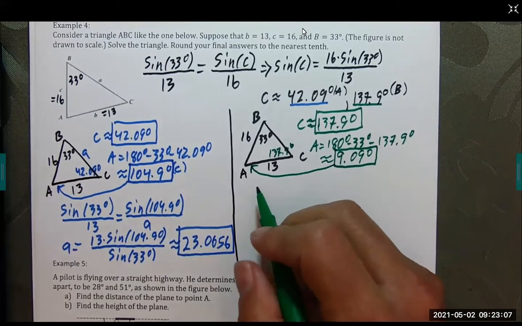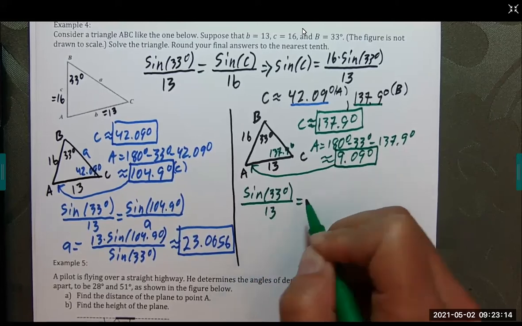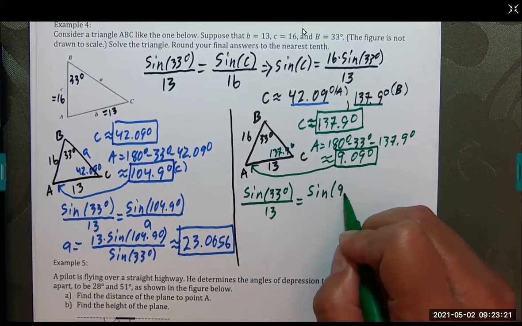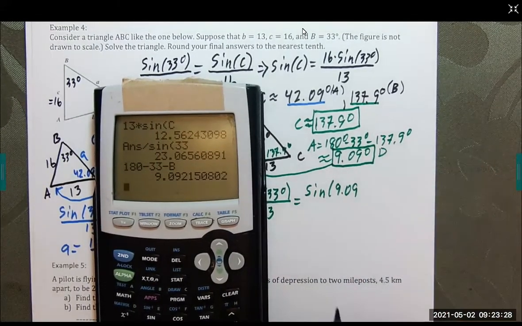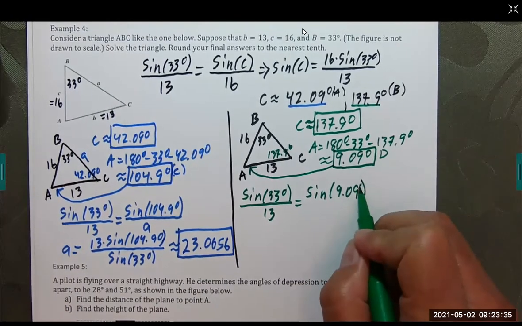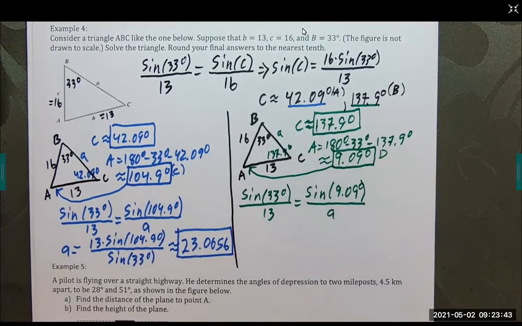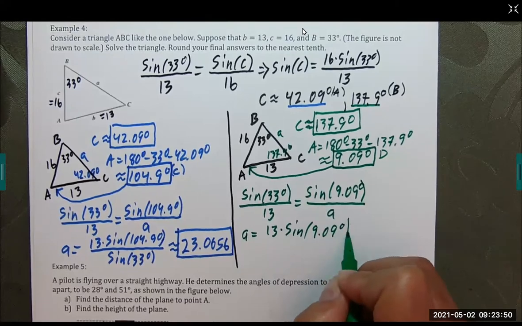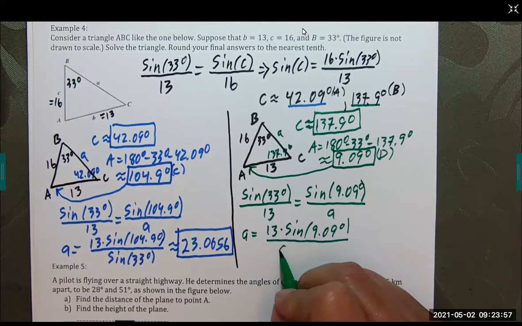So we now have that the sine of 33 degrees over 13 is equal to the sine of the 9.09, which I did not store off into D. So let's once again store that to memory D. Over side A, which means side A is equal to 13 times the sine 9.09 degrees, which again, I'll use the letter D for that, divided by the sine of 33 degrees.